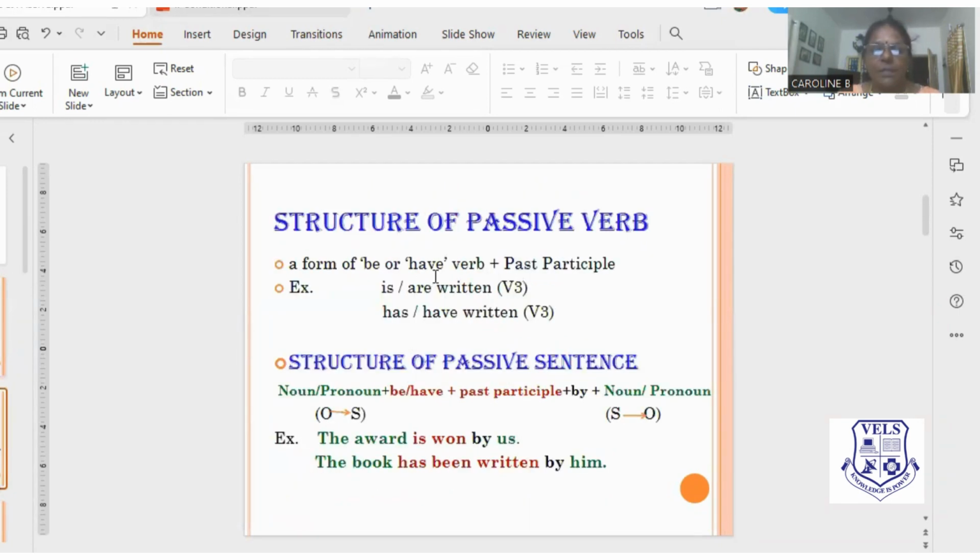The structure of passive verb. It has a form of be verb or have verb with past participle.